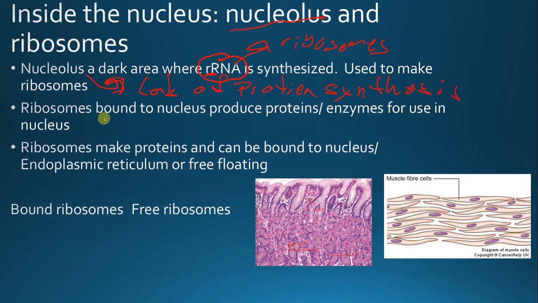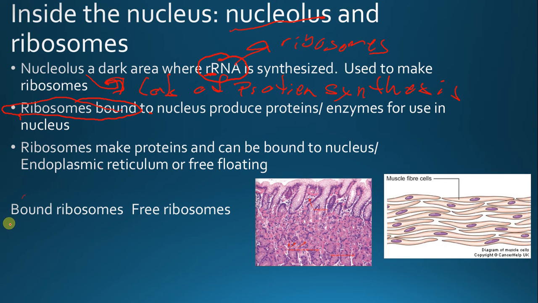So some of those ribosomes that get made in the nucleus become bound to the nuclear membrane, and some also get bound to the endoplasmic reticulum. We call these bound ribosomes. And these bound ribosomes produce things that are usually either used in the nucleus, like enzymes or different cofactors, or they produce things that are going to be secreted by the cells.